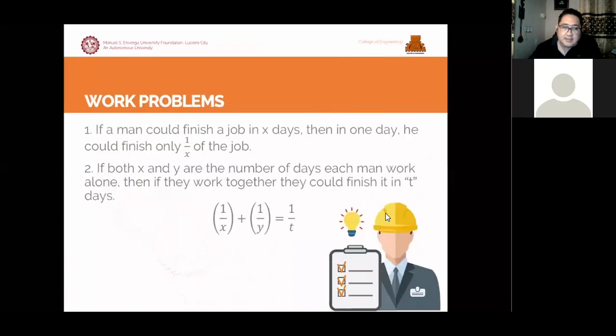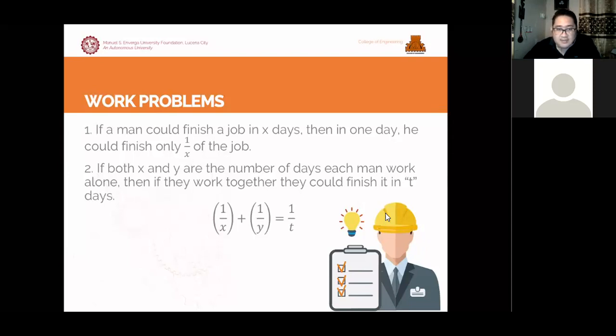Okay, let's start. Work problem. So sa work problem, ito lang yung kailangan natin tandaan. If a man could finish a job in X days, then in 1 day, he could only finish 1/X of the job, no? So ibig sabihin, kung total number na kaya niyang gawin yung trabaho ay X, sa isang araw, 1 over X lang. Ito lang yung percentage na kaya niyang matapos, no?